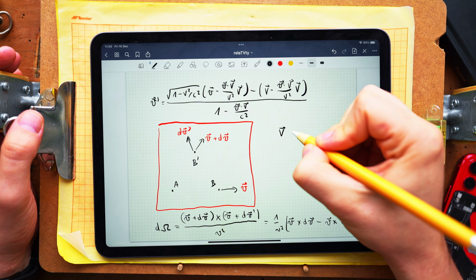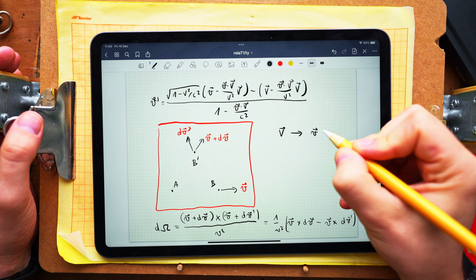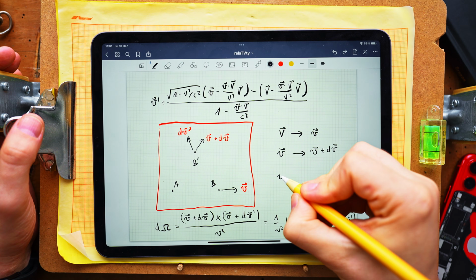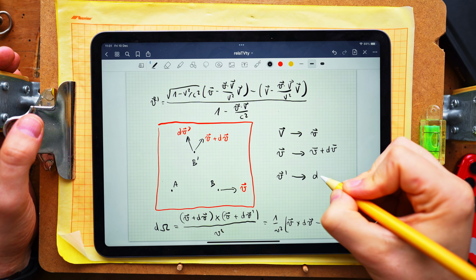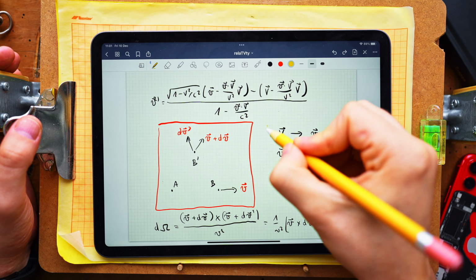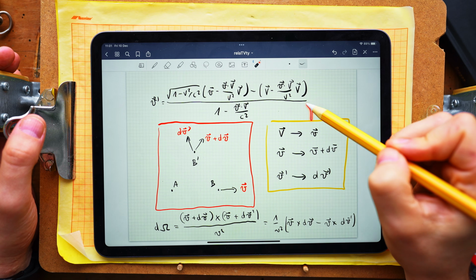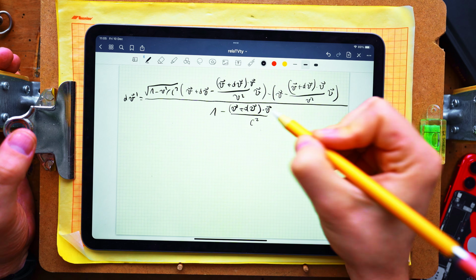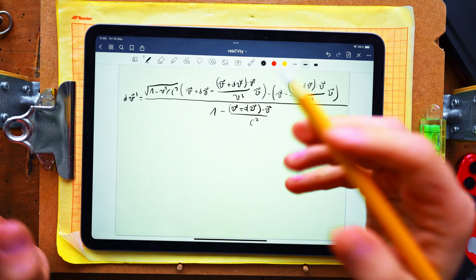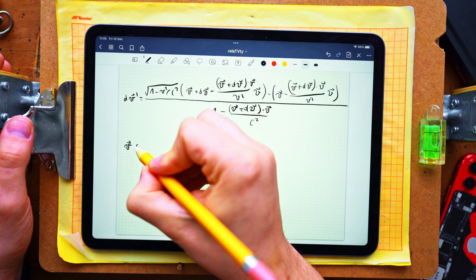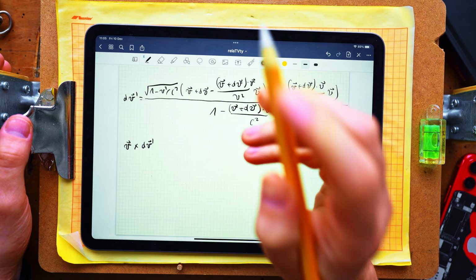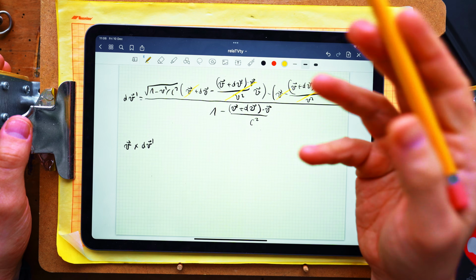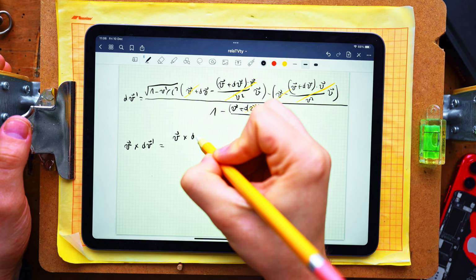So instead of capital V, we will substitute small v. Instead of a small v, we will use v plus dv. And instead of v prime, we will have the unknown dv prime. And after substituting all that into our nasty formula, we get the following even more ugly expression. However, this expression will greatly simplify once we consider the cross product between v and dv prime. Most of the terms in our terrible expression simply go away. And all that we are left with is a very compact and simple formula.